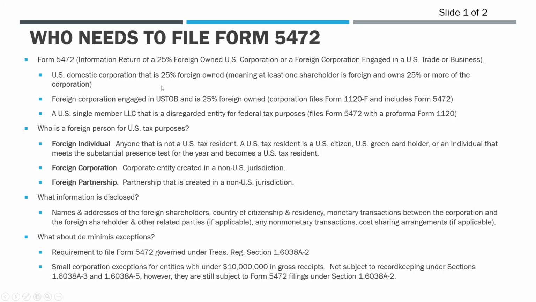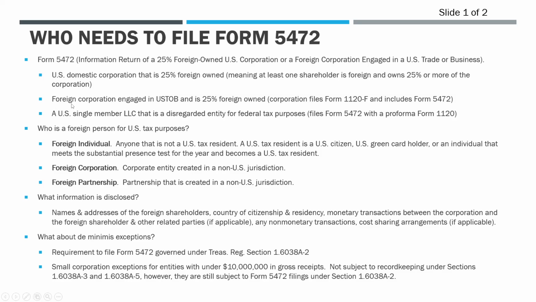of the stock. If you've got 100 shareholders, all foreign, they're all unrelated, and each person owns 1%, yes, you arguably have a corporation here that is owned more than 25% by foreign persons. But because the ownership is so diverse, you don't have one person that owns at least 25%. So under those circumstances, you might not have to file this 5472.